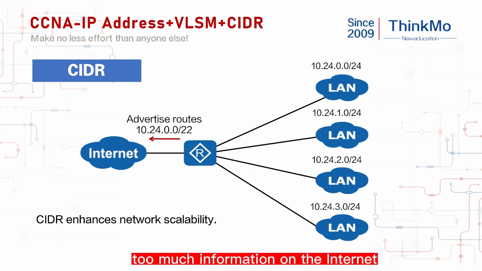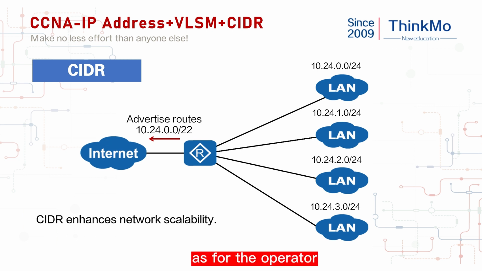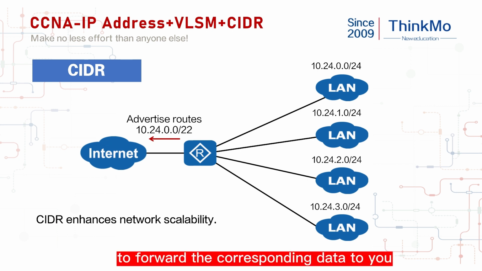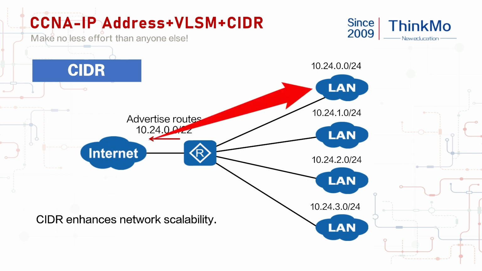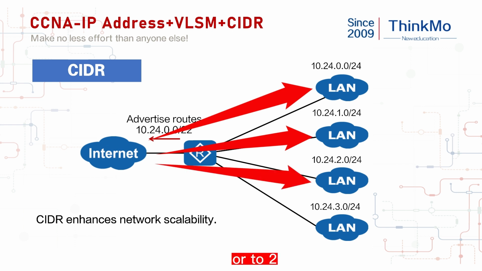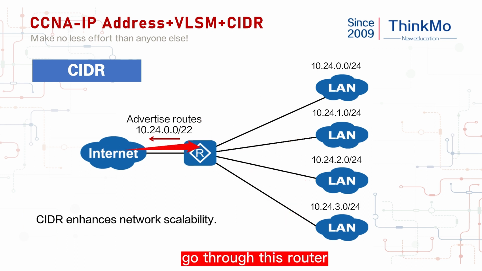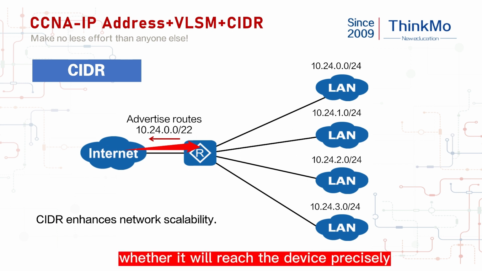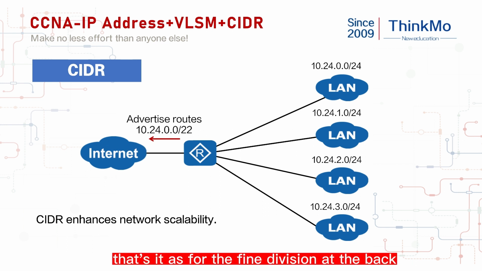Too much information on the internet. As for the operator, to forward the corresponding data to you, I don't care how to get to this device, either to 0.0, to 1.0, or to 2.0, or 3.0. Actually, go through this router. So I don't care at all whether it will reach the device precisely, as long as it is guaranteed that traffic can go to this exit. That's it.